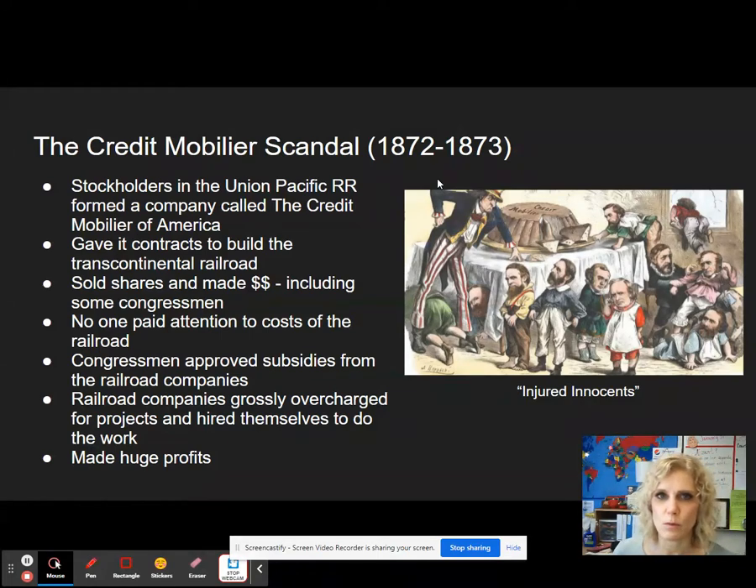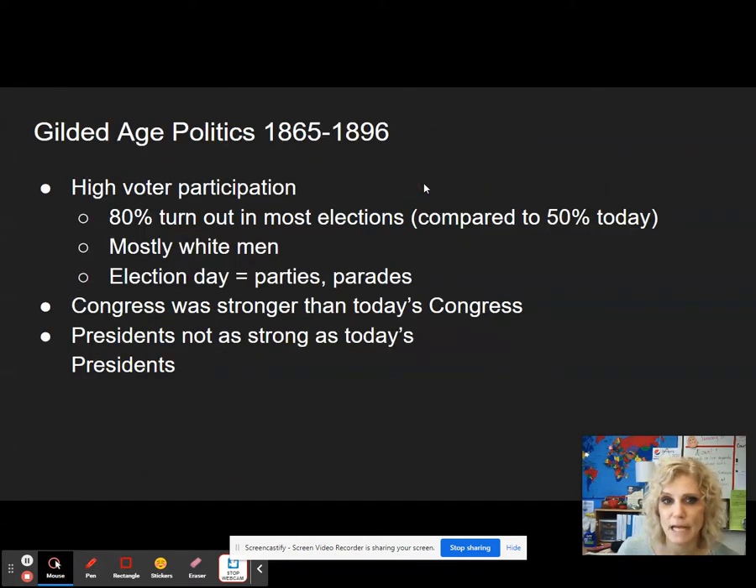And so the government was being swindled out of money by this scandal. They were able to make incredibly huge profits off of their greed and off of their corruption. And it was taxpayers and the government that ended up footing the bill. So that was an obvious example of major corruption.